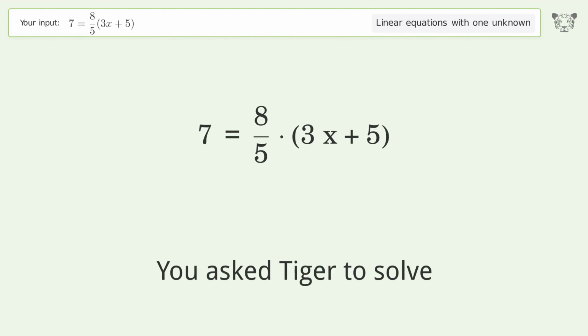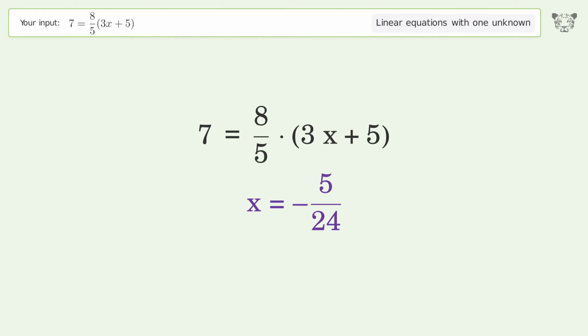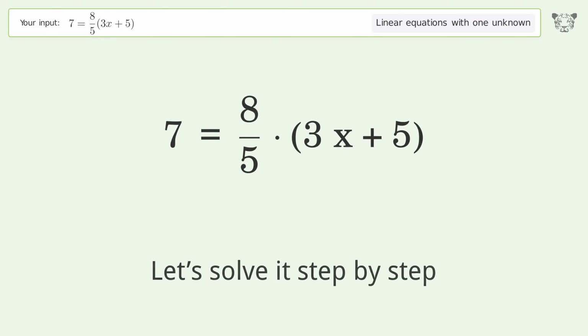You ask Tiger to solve this. It deals with linear equations with one unknown. The final result is x equals -5/24. Let's solve it step by step.